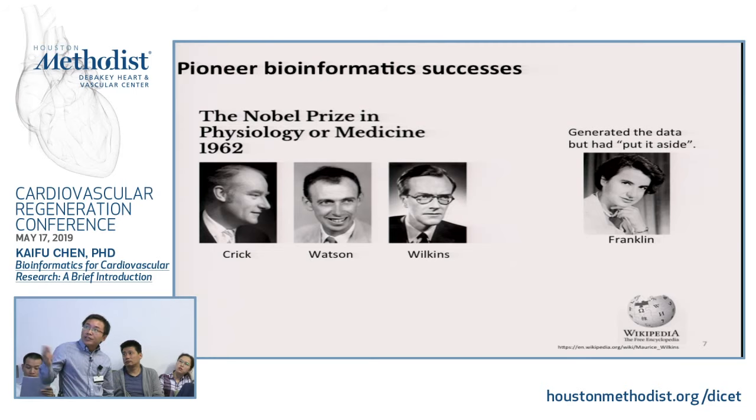Basically, Franklin generated the data that was analyzed by Crick, Watson, and Wilkins. But surprisingly, the Nobel Prize was only given to these three persons. So I will show you why. I'm introducing this story that was written on Wikipedia. I didn't create this story, okay?